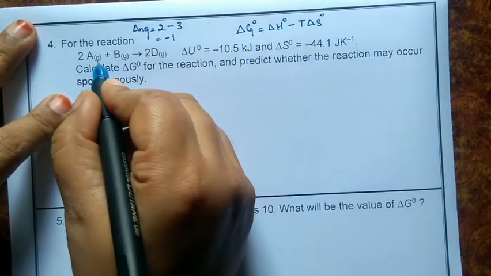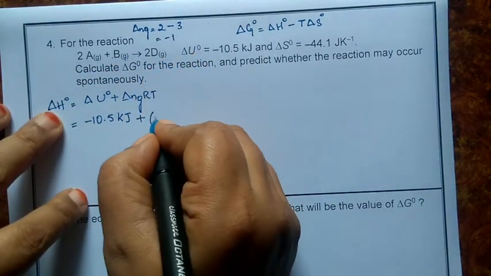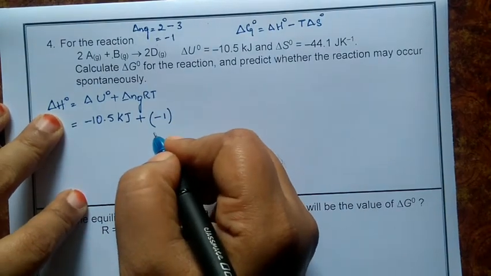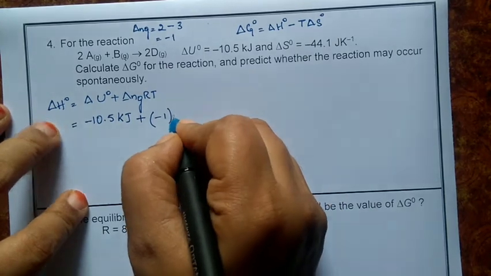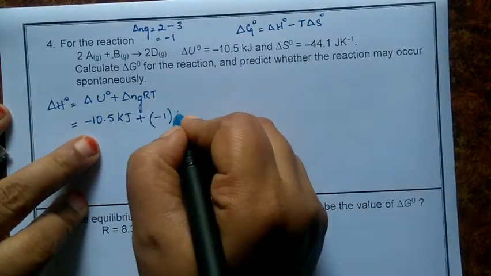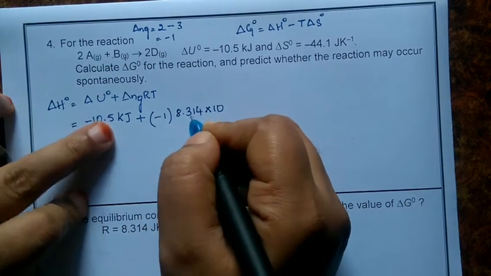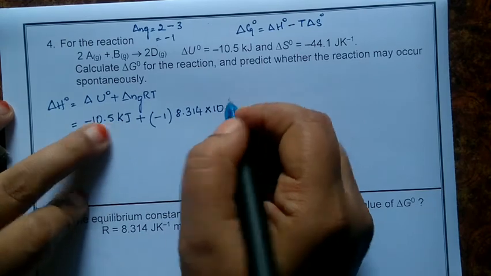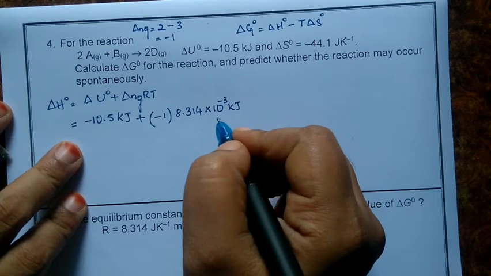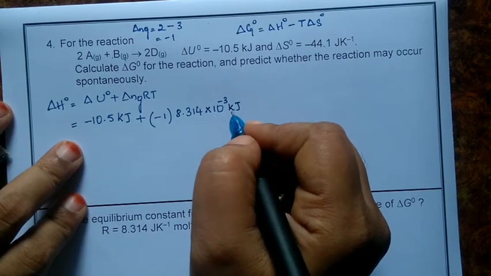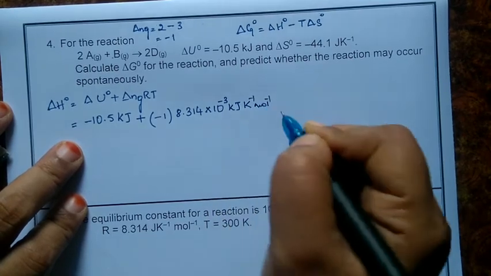This is also gas, this is also gas. Here it is 2, here it is 1, so that's why it became 3. So now delta Ng is minus 1 and R is 8.314. It is in terms of joule, but everything we are going to take in terms of kilojoule, so let me convert this also: it becomes kilojoule per Kelvin per mole.